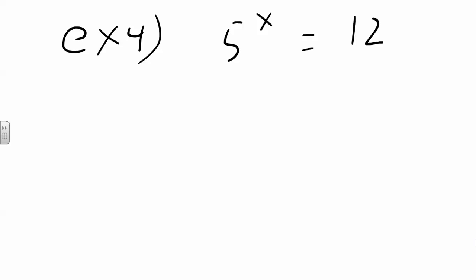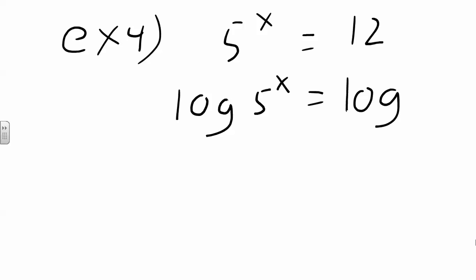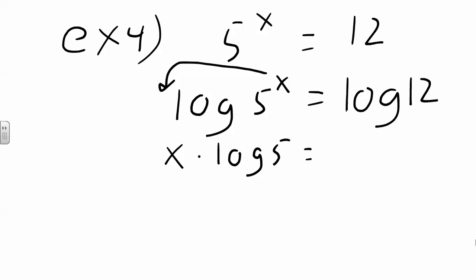A different way to do this problem is to actually use properties of logs. So what I'm going to do is just take the log of both sides. Instead of base 5, I'm going to take log base 10, the common logarithm, of both sides. You'll see how this works out similarly anyway. One of our properties of logs allows us to pull the exponent down in front. So this becomes x times the log of 5 equals the log of 12.